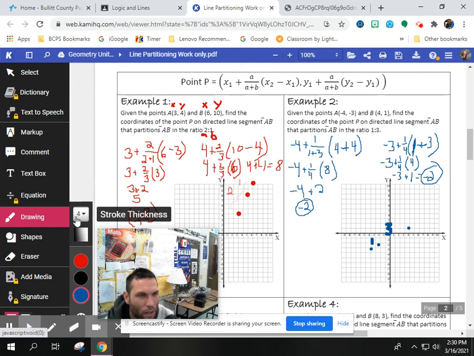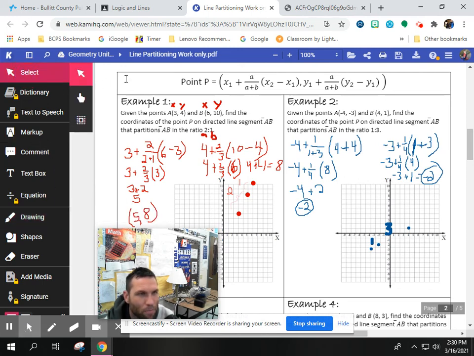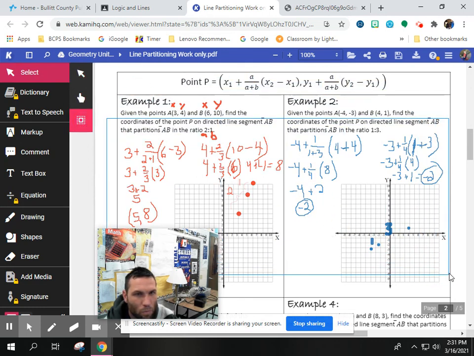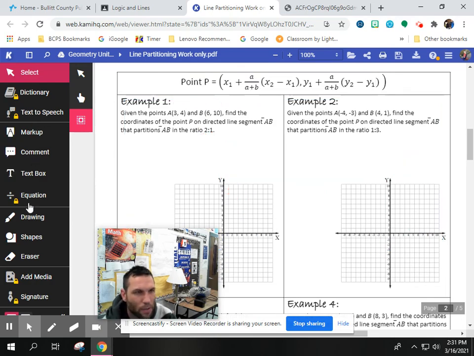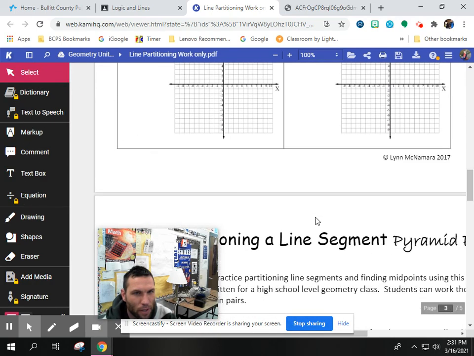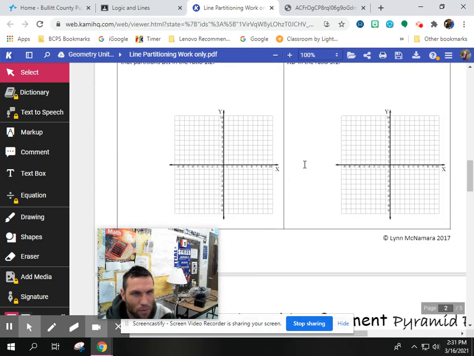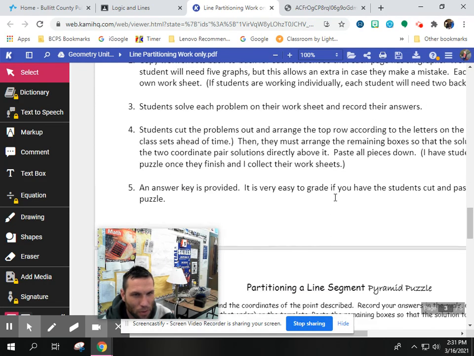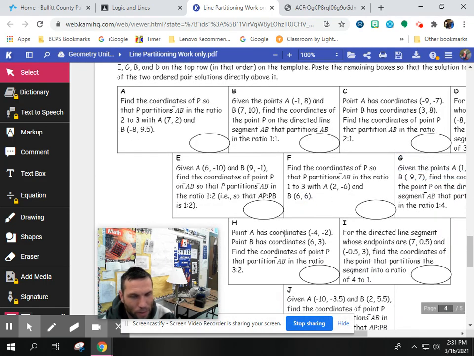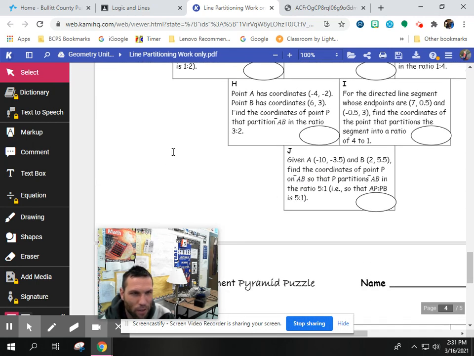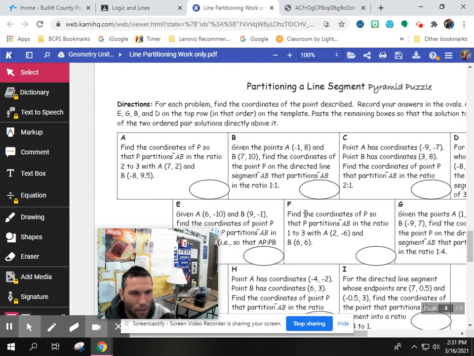Your assignment today is to pick 3 of these. Just pick any 3 that you want to do, and you can use these graphs if you want to, or you can do it on scrap paper. I would highly encourage doing this on scrap paper, but if you want to type it out somewhere over here on the sides, you can. You don't have to do all 10, just pick 3, show your work, and you'll be good. Okay, all right.